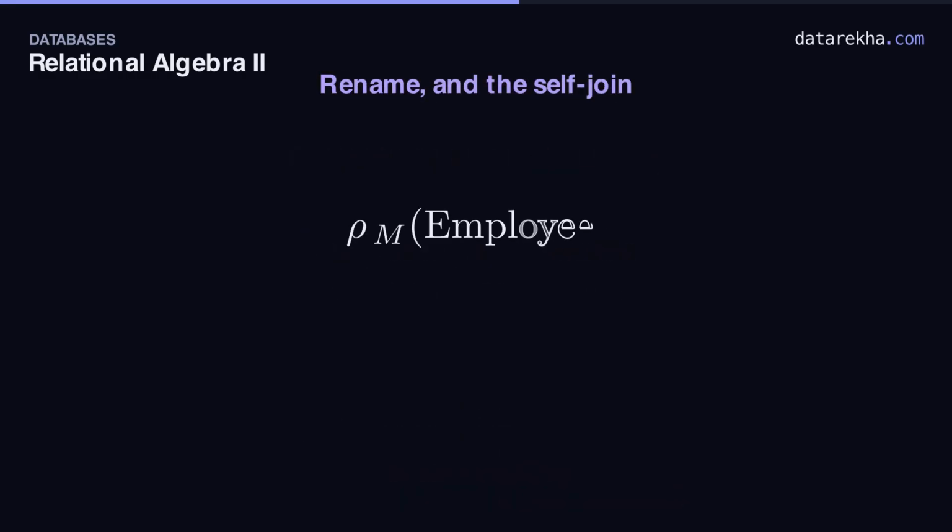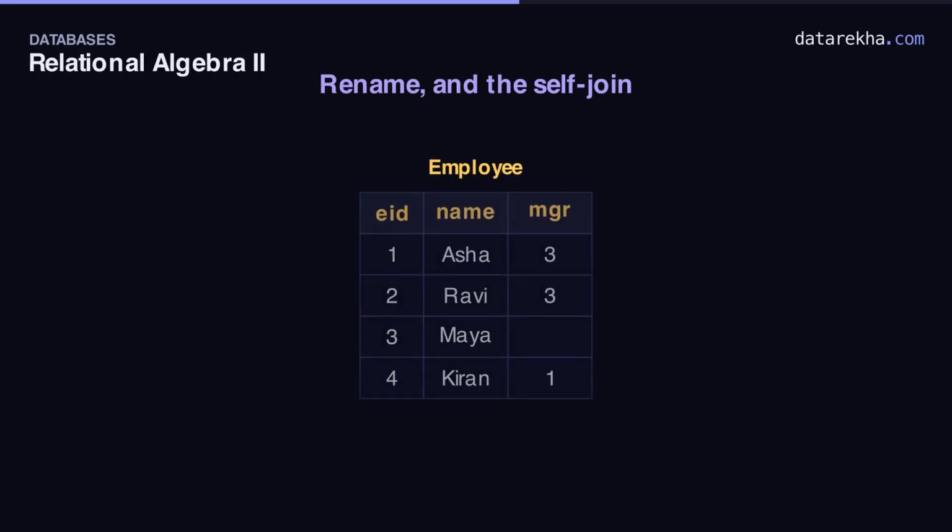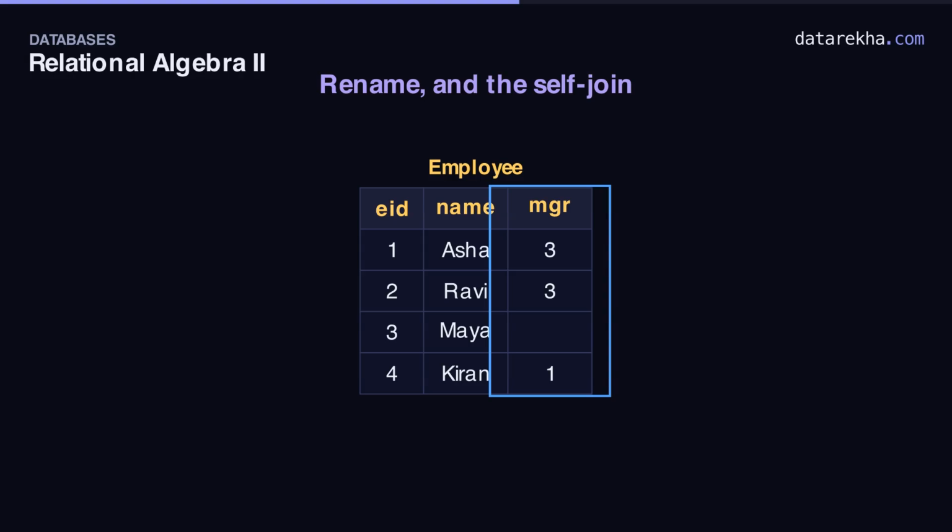One more small operator, rename. The Greek letter rho of employee, labeled M, hands you a second, identical copy of the table under a fresh name. Why would you ever want a copy? Because sometimes a table must be joined to itself. Take an employee table where each person stores their manager's ID. To pair each employee with their manager's name, you need to join employee to employee.